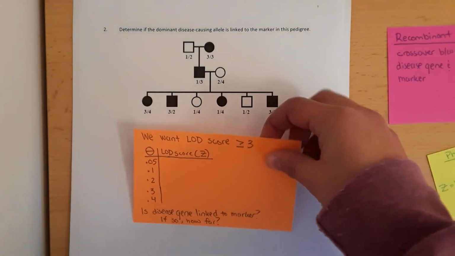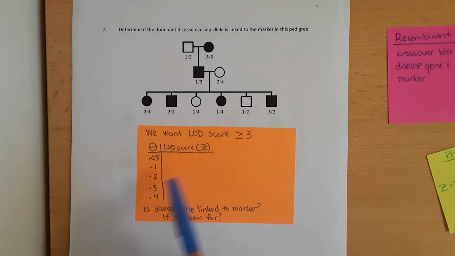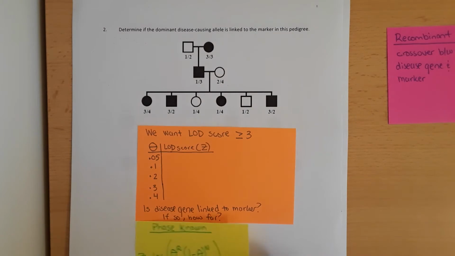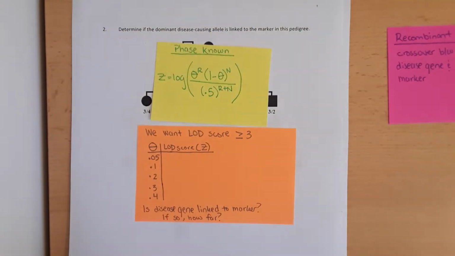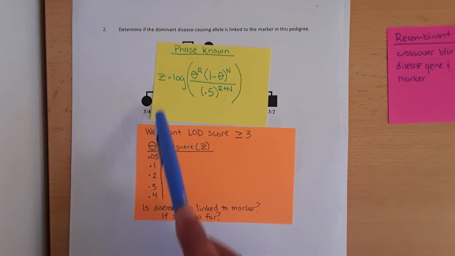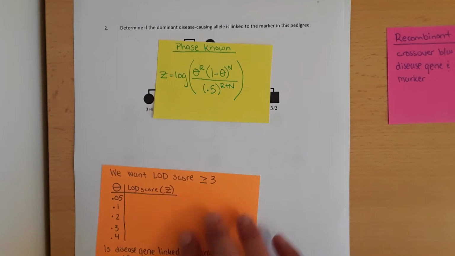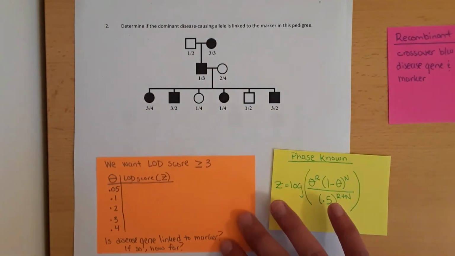And to answer that question, we want to get a LOD score that's greater than or equal to 3. So using this equation, we're going to plug in these values for theta to solve for z, which is our LOD score. So now I'm going to show you guys how to set everything up.